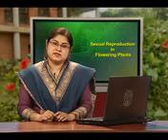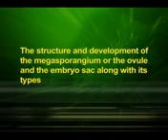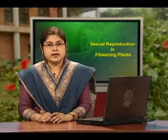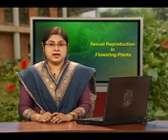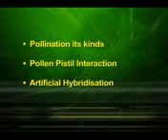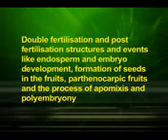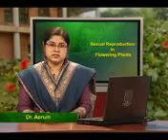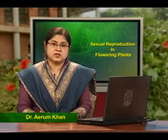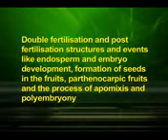The second part will cover the structure and development of the megasporangium or the ovule and the embryo sac along with its types. The third part will give the detailed account of pollination, its kinds, pollen-pistil interaction and artificial hybridization. The fourth part will comprise of double fertilization and post-fertilization structures and events like endosperm and embryo development, formation of seeds in the fruits, parthenocarpic fruits and the process of apomixis and polyembryony.